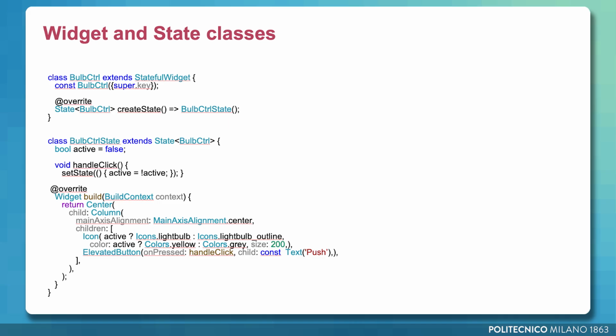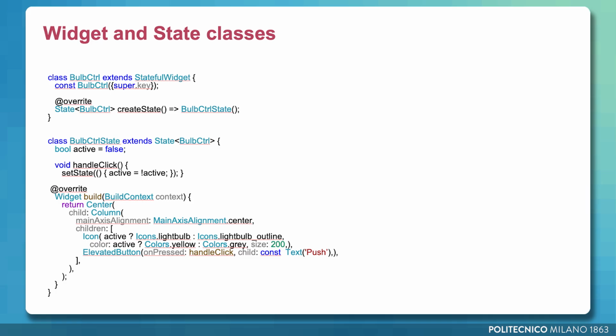If we consider BulbCtrl, the structure is quite simple. The stateful widget itself is straightforward, since it only needs to override the createState method. BulbCtrlState, however, is slightly more interesting. In this case, to switch the bulb on and off, a simple Boolean variable called active is enough. We then define the method handleClick, where we simply toggle the state of the bulb. This is done inside setState to ensure that the graphical user interface is rebuilt.